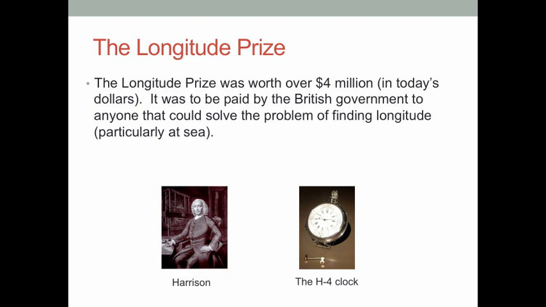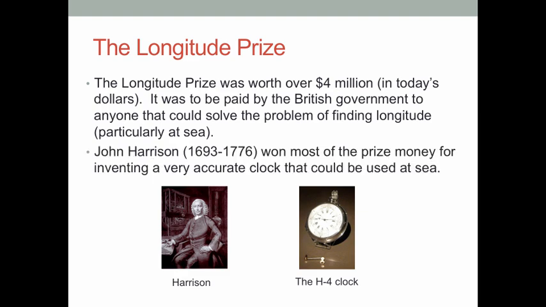And it was to be paid by the British government to anyone that could solve the problem of finding longitude, particularly at sea. And John Harrison, who lived from 1693 to 1776, won the prize. He actually won most of the prize money, didn't actually officially win the prize. They were pretty picky about the details, but he was given many, many grants to continue working on it. And if you looked at all the money that he got from them, it was most of the prize money. He invented a very accurate clock that could be used at sea, and he solved the problem of finding longitude. That's essentially the foundation for how it's done today.